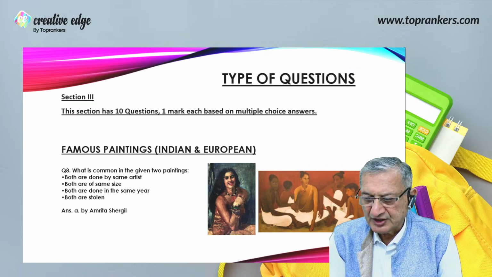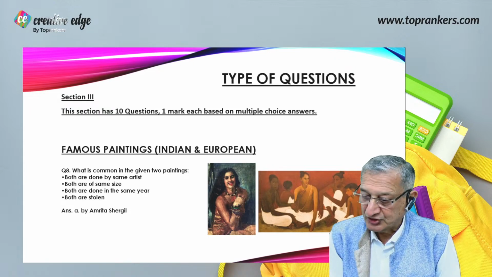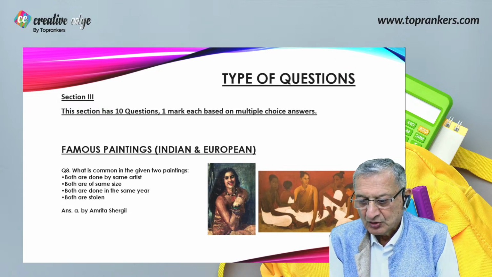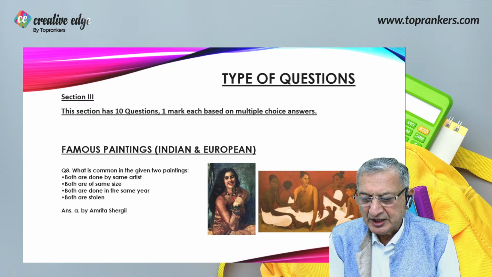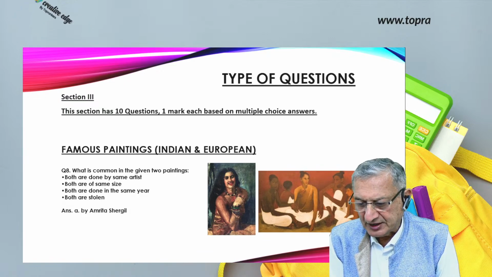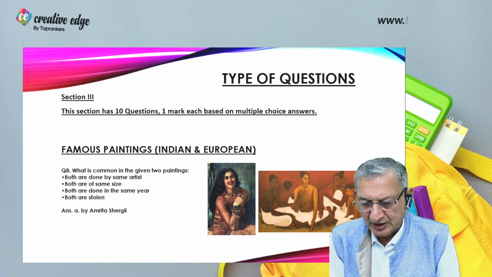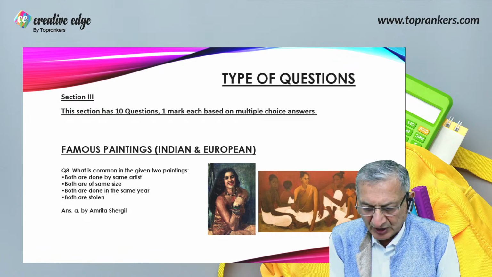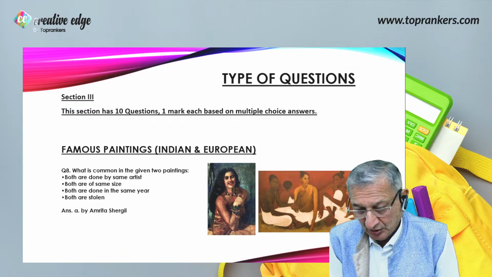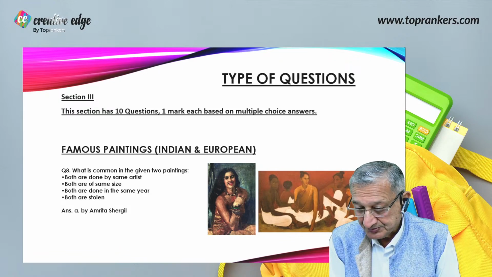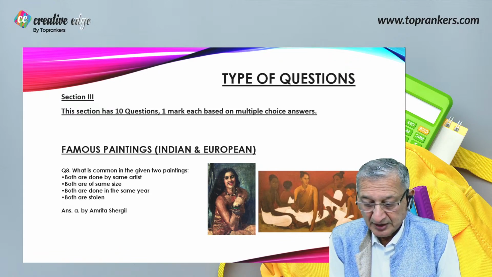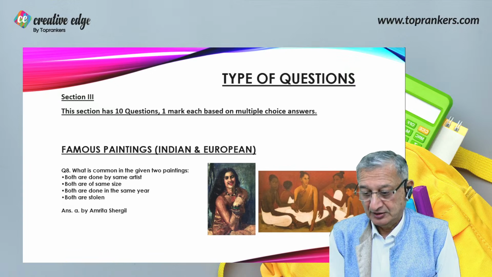Another type of question. This section has 10 questions, 1 mark each, based on multiple choice answers. What is common in the given two paintings? Both are done by the same artist. Both are the same size. Both are done in the same year. Both are stolen. The answer is A, by Amrita Sher-Gil.